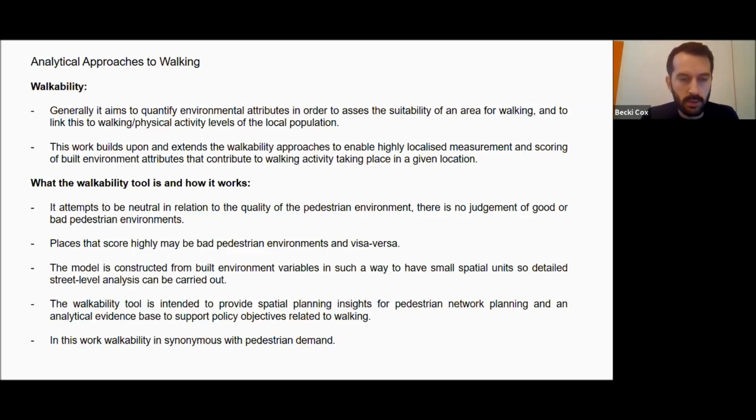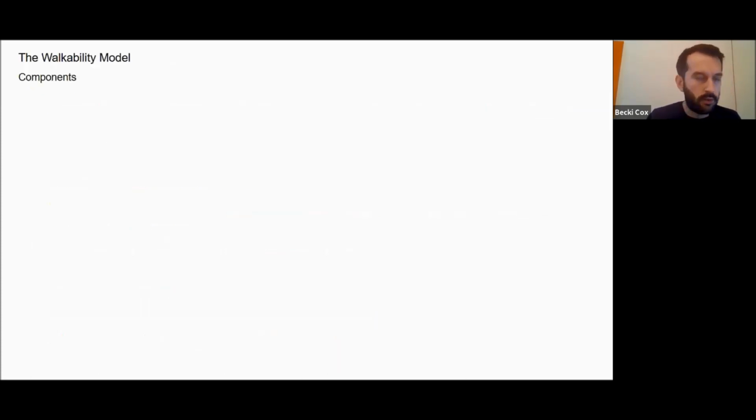And I will switch a little bit between walkability and pedestrian demand, because in this instance, they're synonymous with each other. So moving on, the actual walkability model itself. There was, quite a while ago, a long testing and evaluation phase, which was done in conjunction with TfL, using some of the data they have on pedestrian activity in London.